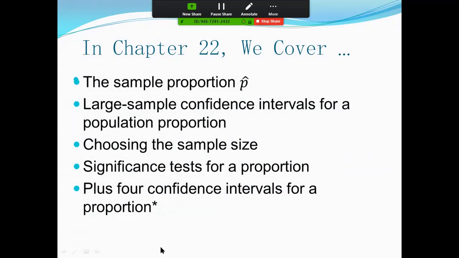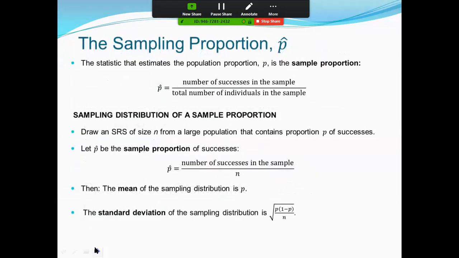The sample proportion p hat. The statistic that estimates the population proportion p is the sample proportion p hat, which equals the number of successes in the sample divided by the total number of individuals in the sample.